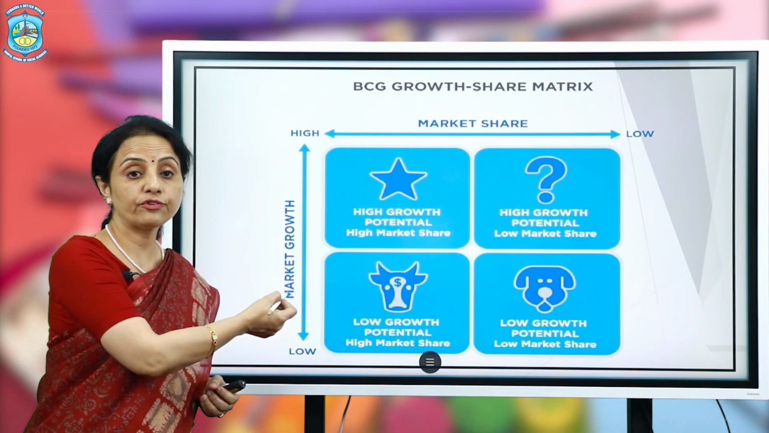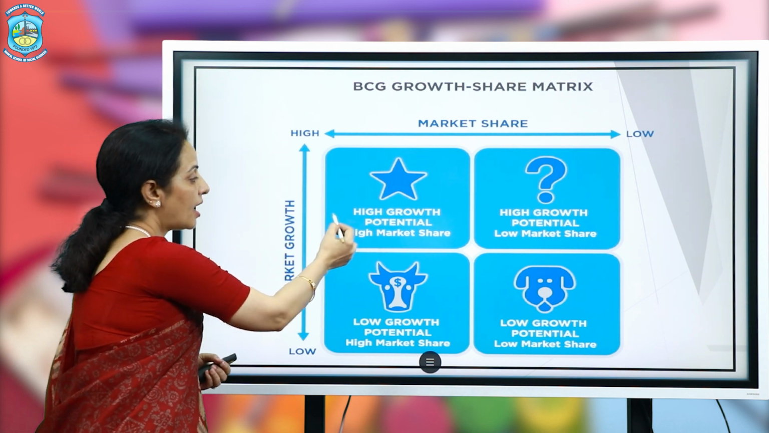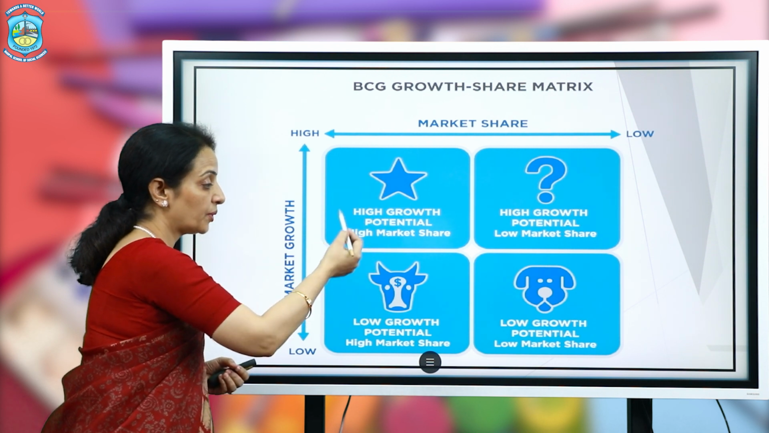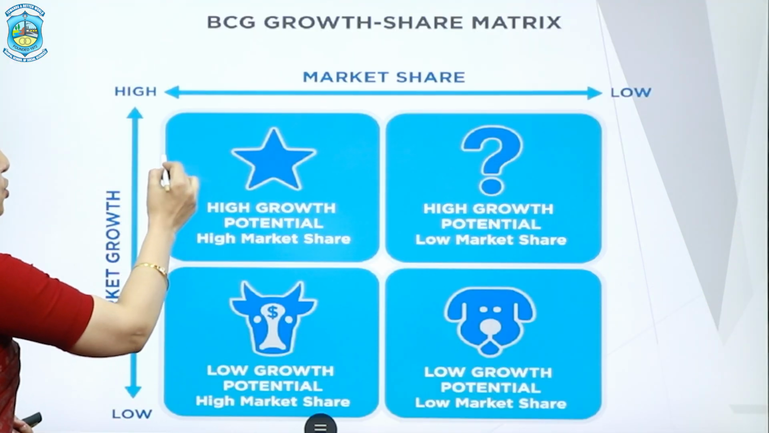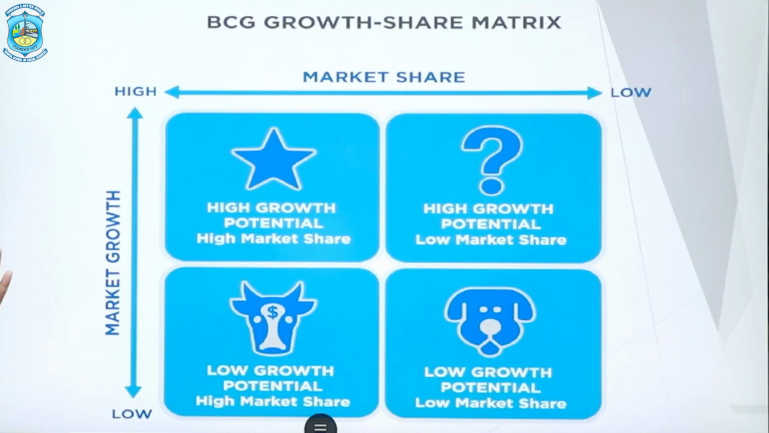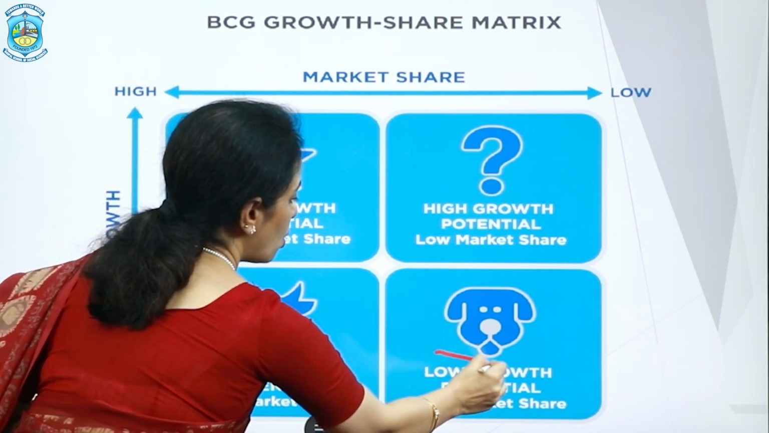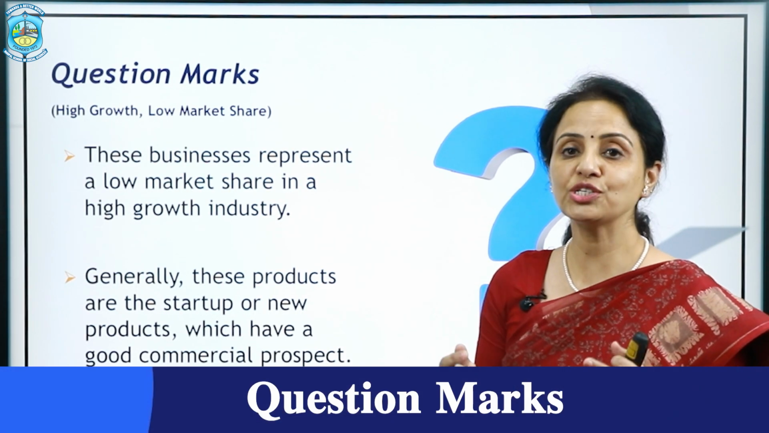So as we can see from this graph that there are 4 quadrants, with the stars enjoying high growth potential and high market share, whereas the dogs have low growth potential and low market share. So let us try to understand about each of these stars, these cash cows, these dogs, as well as the question marks. So let's first understand about the question marks.